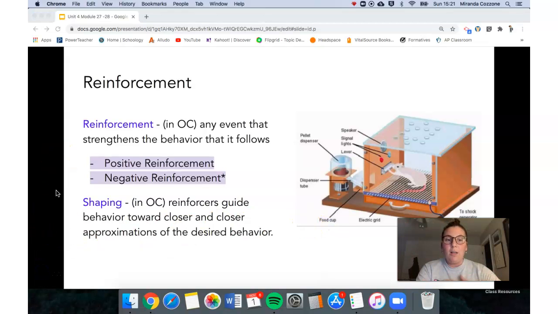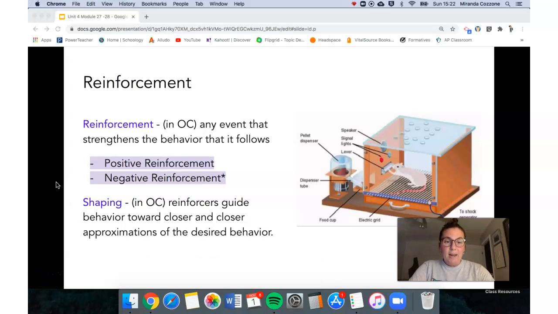So, operant conditioning, all about reinforcers or punishments, okay? Let's first talk about reinforcement. Reinforcement is any event that strengthens the behavior that it follows, okay? So reinforcers are always seeking to increase or strengthen a behavior. Here's where it gets tricky. There's positive reinforcement and there's negative reinforcement. Negative does not mean bad. This is going to be really important to remember with these modules. Negative reinforcement is still always a good thing. It always seeks to increase a behavior, okay?